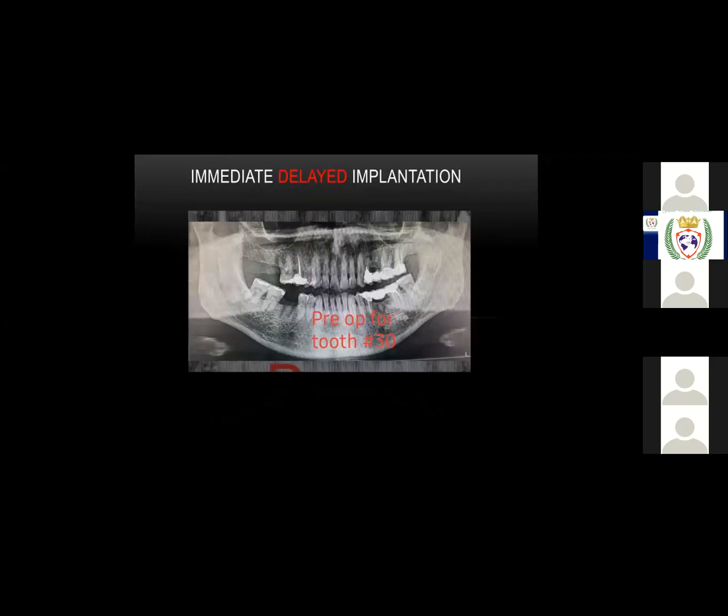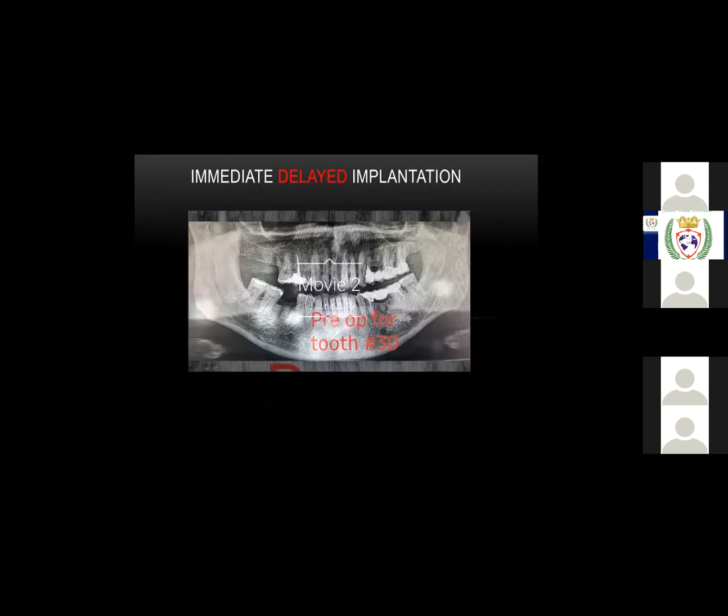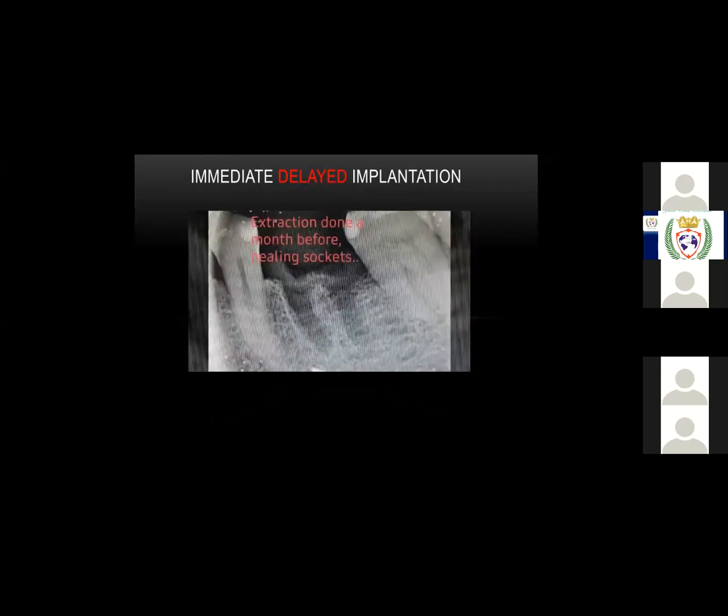Now we'll go into the next step, the immediate delayed implantation. You can see in this case, there is extracted tooth, the first molar, and the sockets are still healing. It's around 4 weeks after the extraction. So we are going to plan an implant there. So there is a soft tissue, soft bone, which is just forming there.